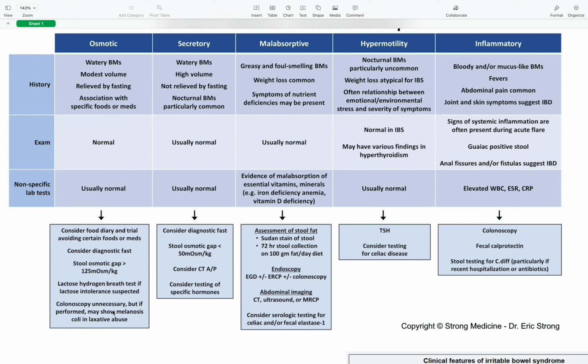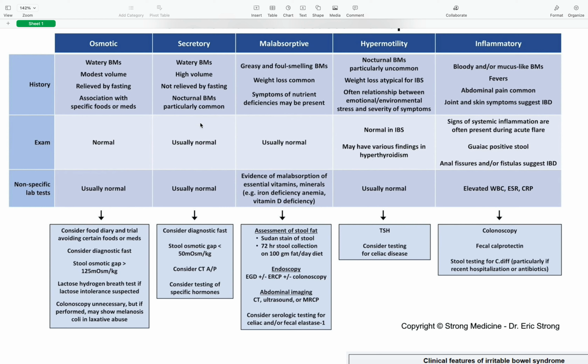laxative abuse and sorbitol use. So, lactose hydrogen breath test if you suspect lactose intolerance. Colonoscopy is generally not needed, but if performed, you may see melanosis coli in laxative abuse. It's a very high yield question, very commonly asked in the exam. So, a patient on laxative abuse may show a melanosis coli. All right, so here there's no treatment required. It gets better on its own when you stop the laxative use.